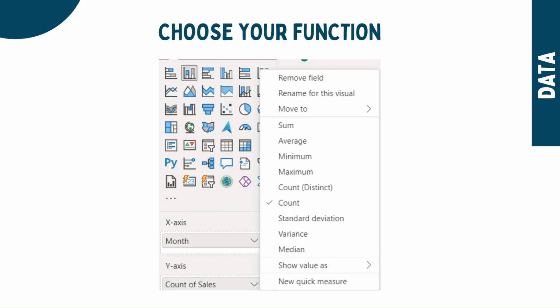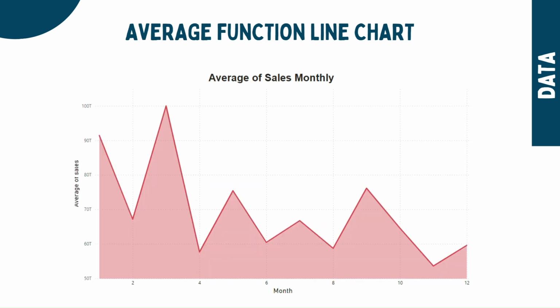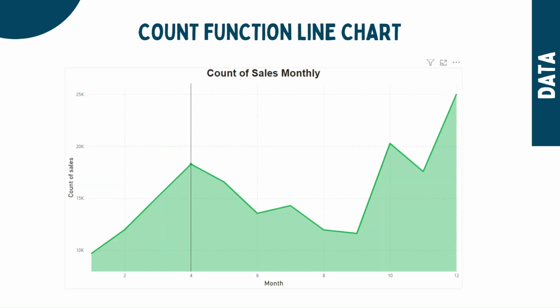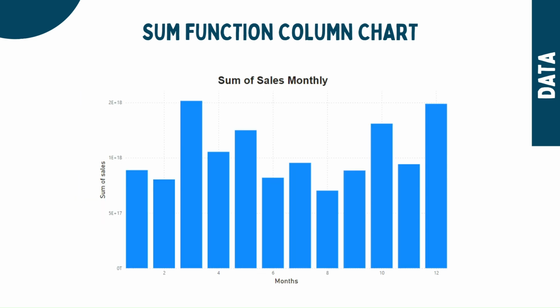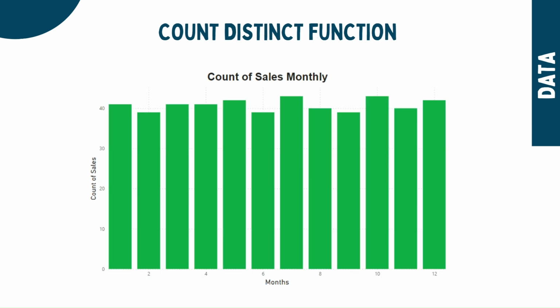In Power BI, this is the interface where you can navigate to choose your aggregate functions. Then we can see some visual representations. First, the line chart of the sum function, then the average function, and the count function. We can also see the column chart of these same functions, sum function, average function, and then count function. This is the count distinct function.